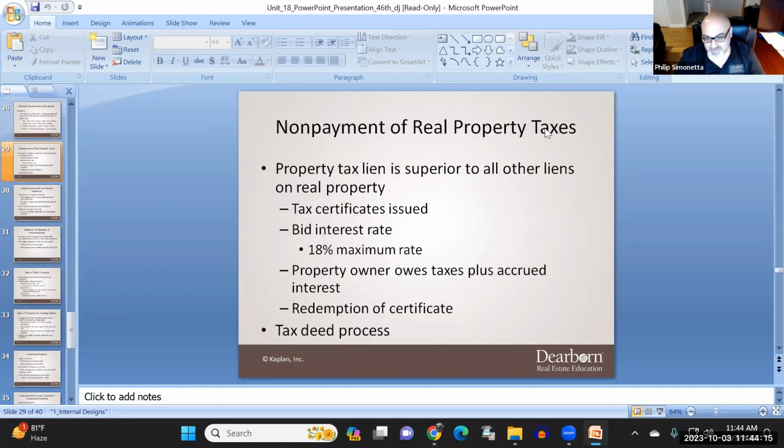Non-payment of real property taxes. Okay. Property tax lien is superior to all other liens on real property. If you don't pay your taxes, it goes to tax auction. A tax certificate is issued. Okay, there's a bid. They can get up to 18%. So if they bid that and you pay your taxes late, you've got to pay that fee. The property owner pays the taxes plus the accrued interest. They get a redemption certificate. So once they pay it, that certificate goes away. That's the tax deed process. Okay. So if you don't pay your taxes, it goes to auction. You don't pay it for a certain amount of time, they can take your house. Okay.